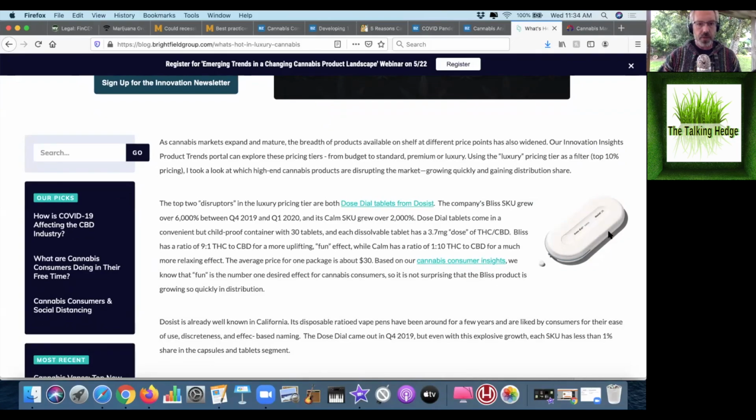So that's good. It comes in a convenient child-proof container with 30 tablets, and each dissolvable tablet has a 3.7 milligram dose of THC and CBD. Bliss has a ratio of 9:1 THC to CBD for an uplifting, fun effect, while the Calm has a ratio of 1:10 THC to CBD for a more relaxing effect. The average price is about $30, so it's about 100 milligrams for $30. It's about 30% more expensive than other brands that offer 100 milligrams for $16 to $20.